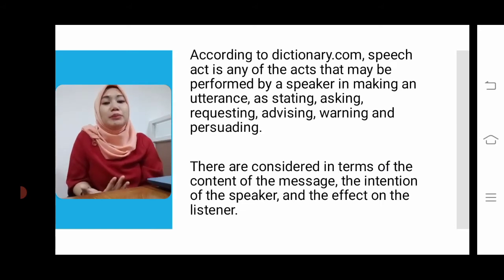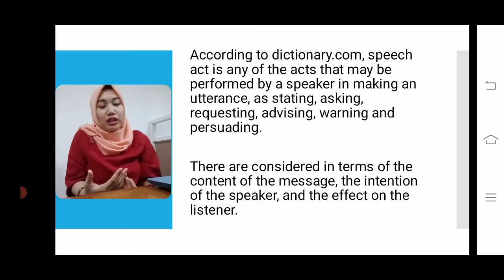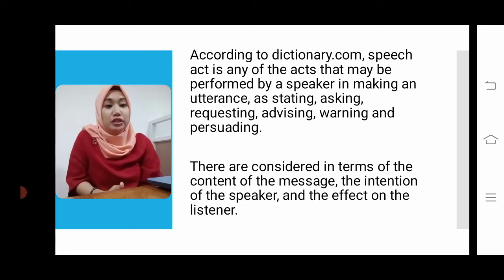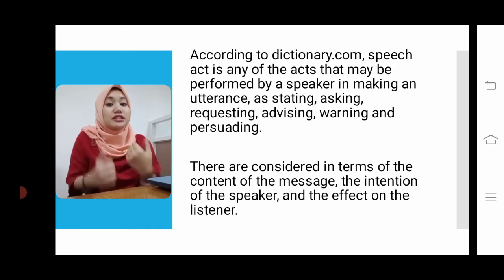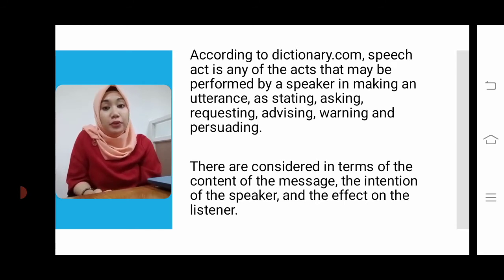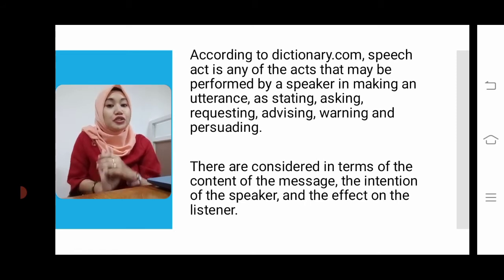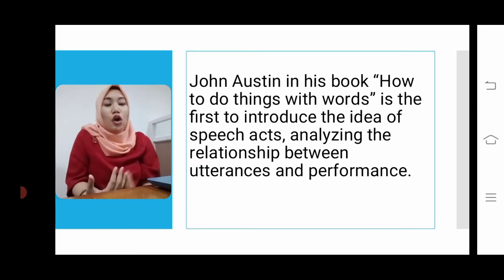Alright, so what is the meaning of speech act? Now, we will learn about the definition of speech act. According to dictionary.com, a speech act is any of the acts that may be performed by a speaker in making an utterance, such as stating, asking, requesting, advising, warning, and persuading. They are considered in terms of the content of the message, the intention of the speaker, and also the effect on the listener. So there are 3 crucial parts of a speech act: the content of the message, the intention of the speaker, and the effect on the listener.